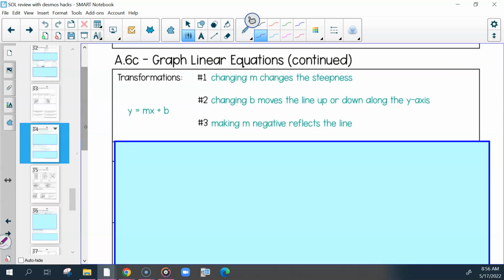On the next page, this is going into transformations. So these are talking about the different transformations you may see. Changing M changes the steepness. Changing B moves the line up or down along the y-axis. Making M negative reflects the line. All things we've talked about. All of these will be either in y equals mx plus b or in standard form and need to be converted.